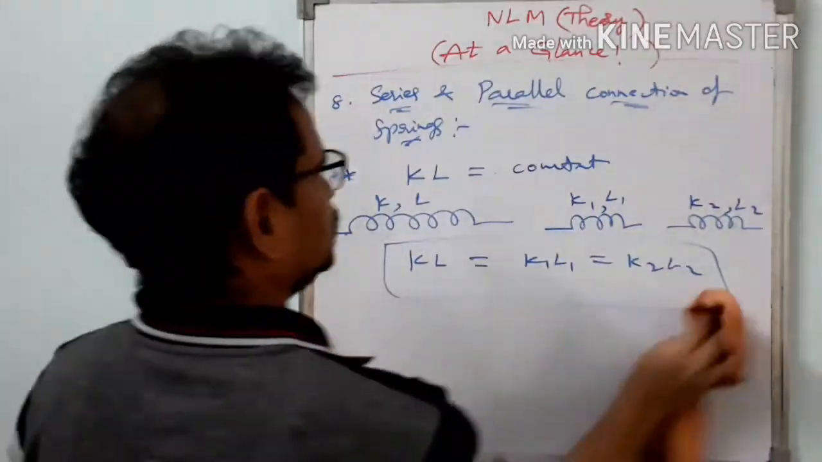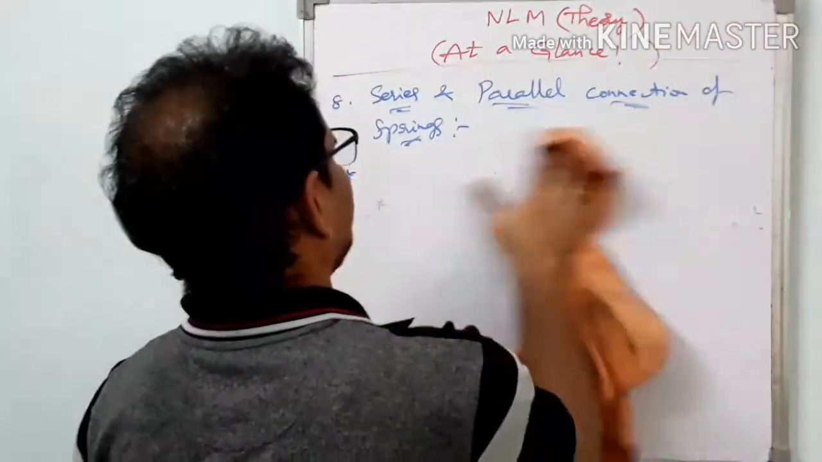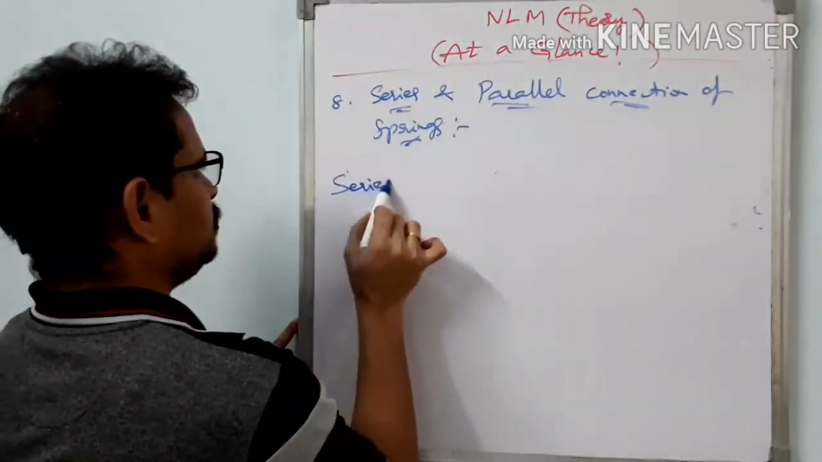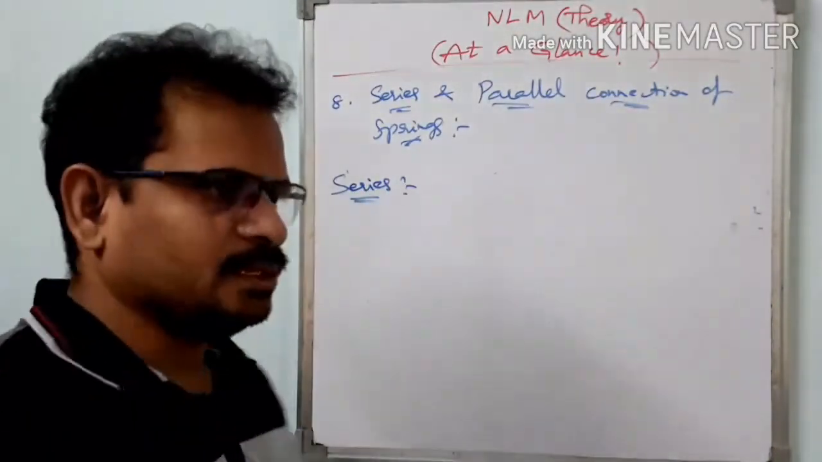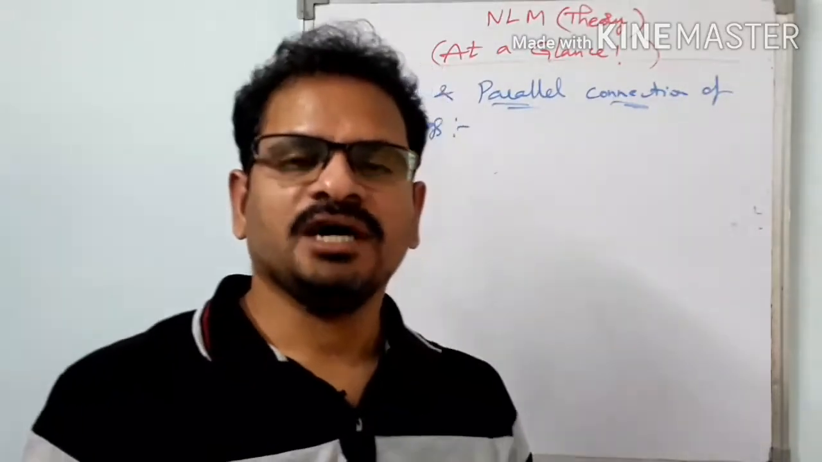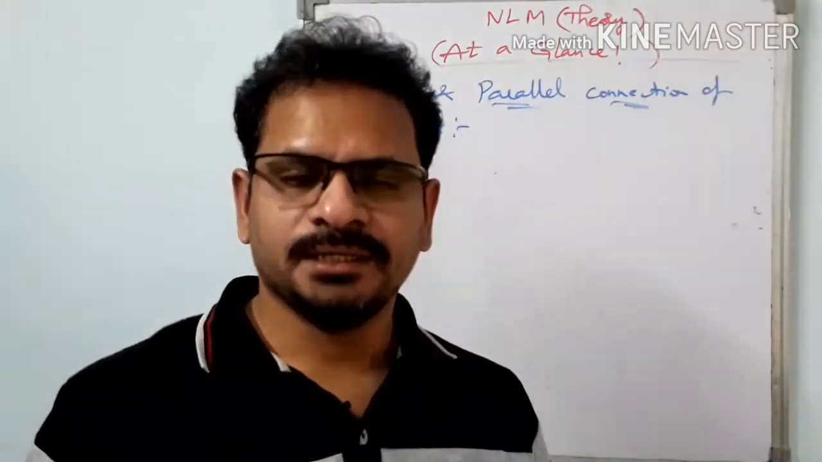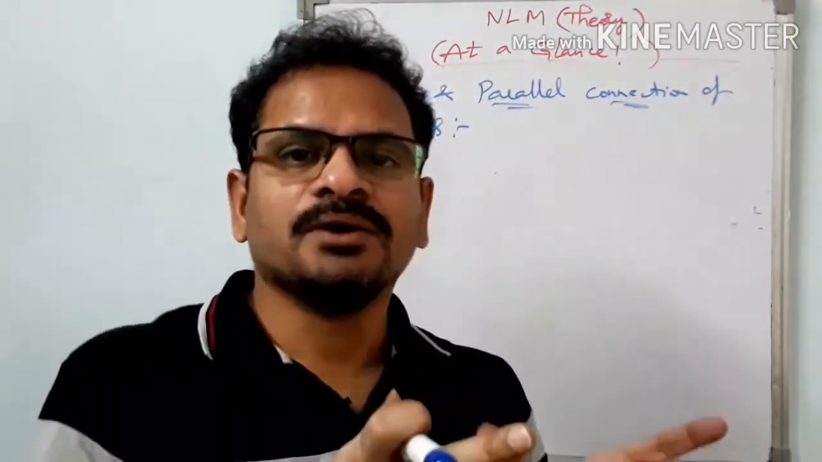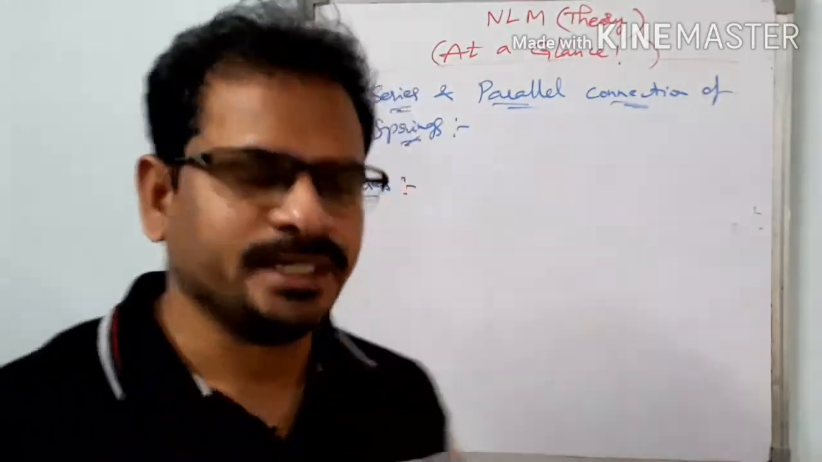And one more thing is series and parallel connection of springs. What is a series connection? It is the way of connecting springs in such a way that the same force acts on the springs, but the elongations produced in the springs are different.